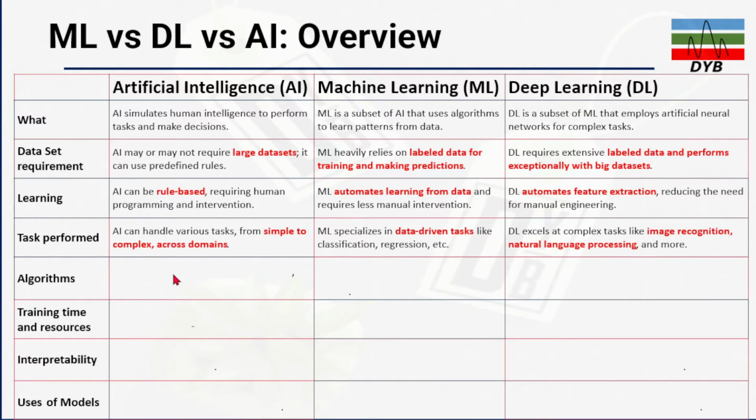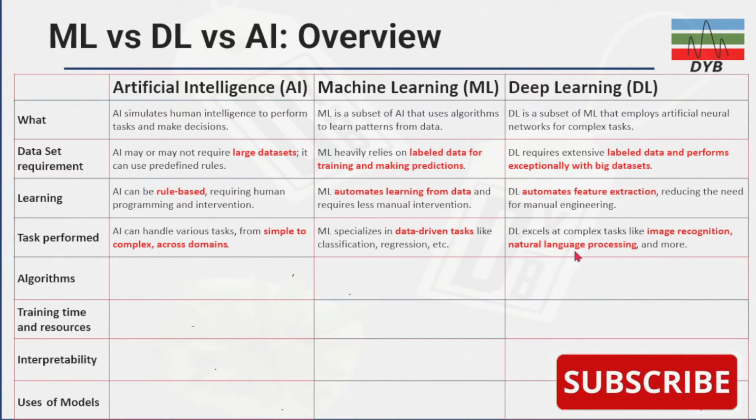If you look at the tasks performed, AI can handle various tasks, from simple to complex, across domains. But ML is specialized in data-driven tasks such as classification and regression, and DL, deep learning, excels at complex tasks like image recognition, natural language processing, and many more examples.